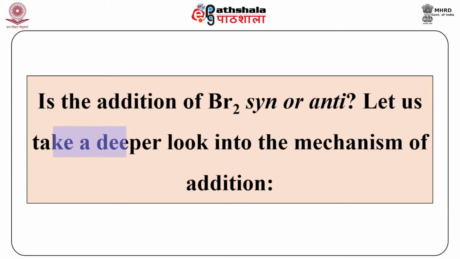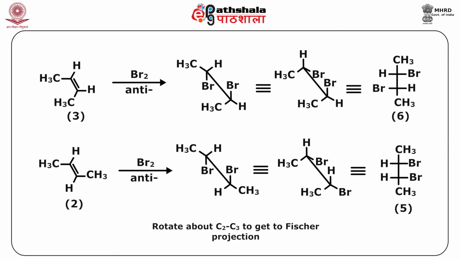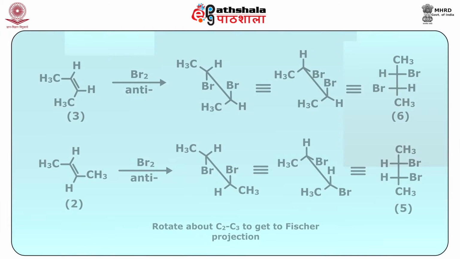Let us look deeper into the mechanism of addition. As can be seen, bromine adds onto the alkene system in an anti fashion, leading to the formation of the desired products. In determining whether a stereoselective addition is syn or anti, you cannot simply look at the Fischer projections. Remember, it is often necessary to rotate about the carbon-carbon bond to get the molecule into the conformation that corresponds to the Fischer projection.